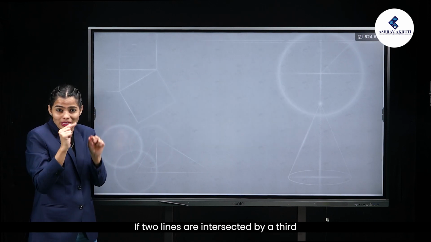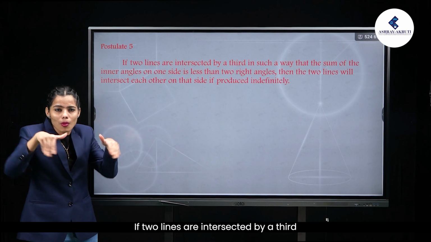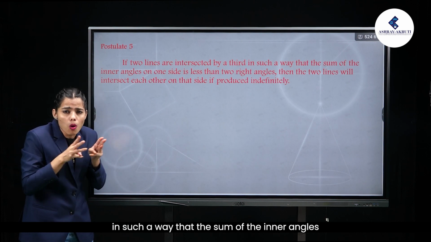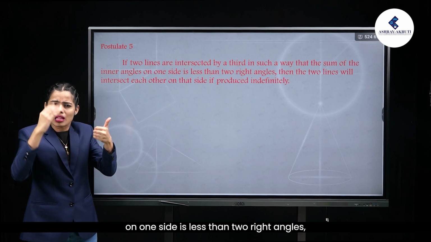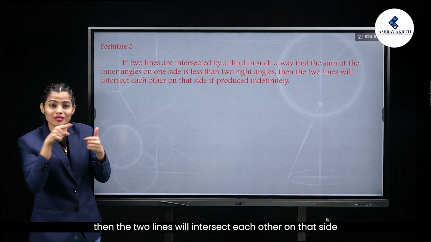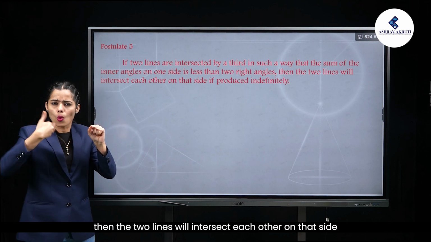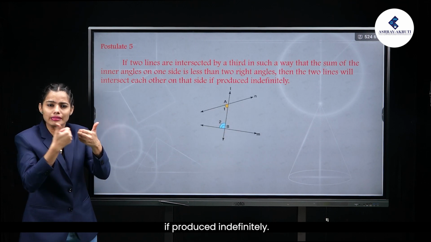Postulate 5. If two lines are intersected by a third in such a way that the sum of the inner angles on one side is less than two right angles, then the two lines will intersect each other on that side if extended indefinitely.